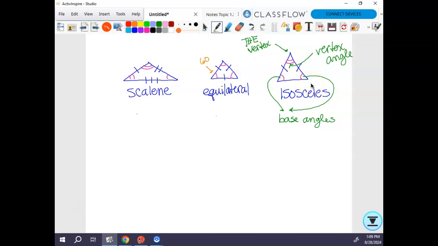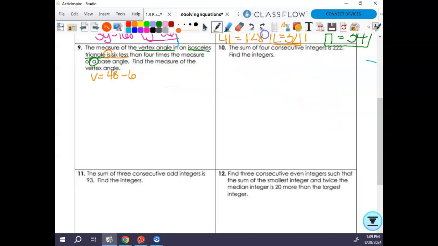How many base angles do we have? 2. Okay. So when I'm over here, my other equation is going to be the vertex angle plus 2 of the base angles has to equal what? 180. Good job. You see how that works? All right. Then this one just says find the measure of the vertex angle.